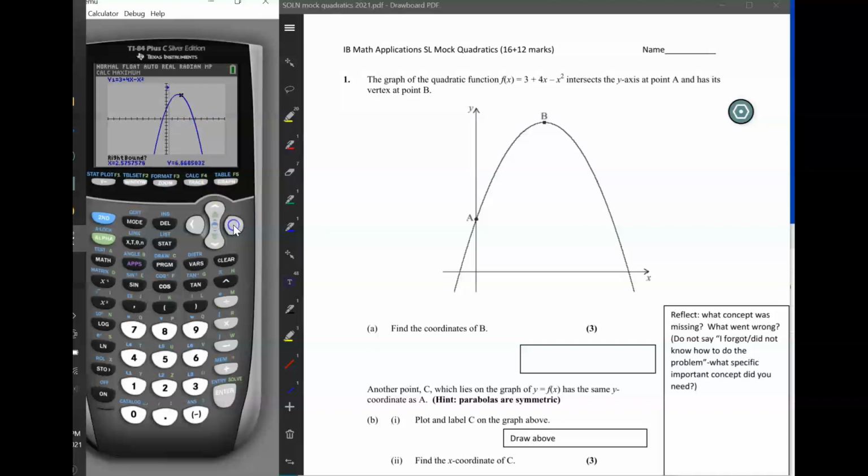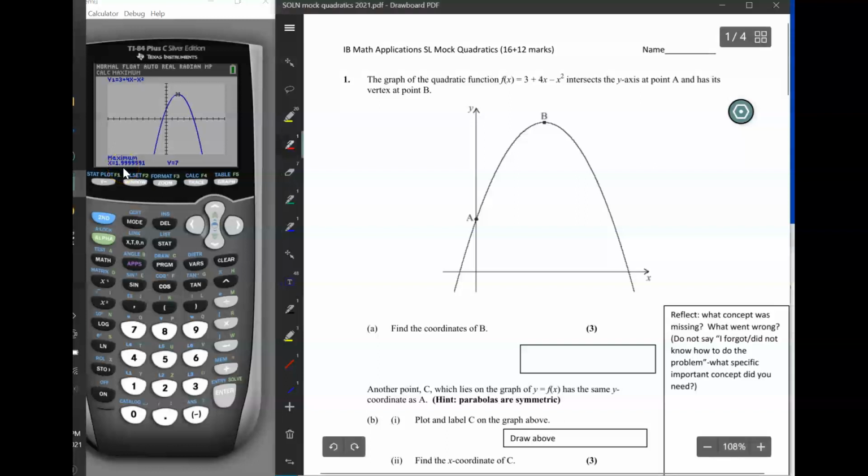A little bit more, a little bit more. That's good enough. Hit enter. And then it asks us to guess. It doesn't matter what the guess is, because there's only one maximum point here. There it is. The maximum is 1.999999, y equals 7. Now remember, 1.99999, if you round it to 3 significant figures, is just 2.00, which is 2. Okay, so the vertex is 2, 7.